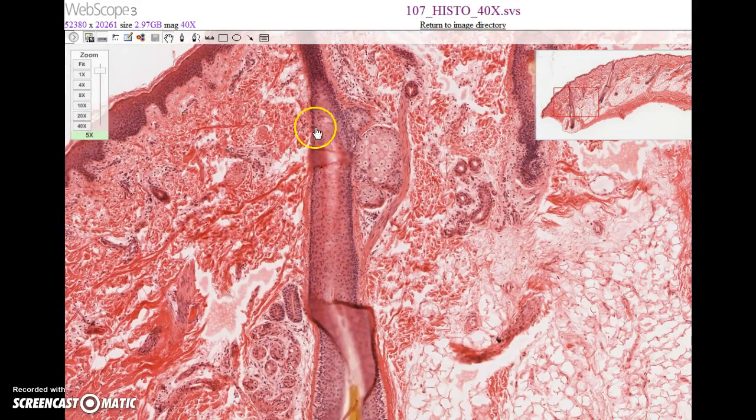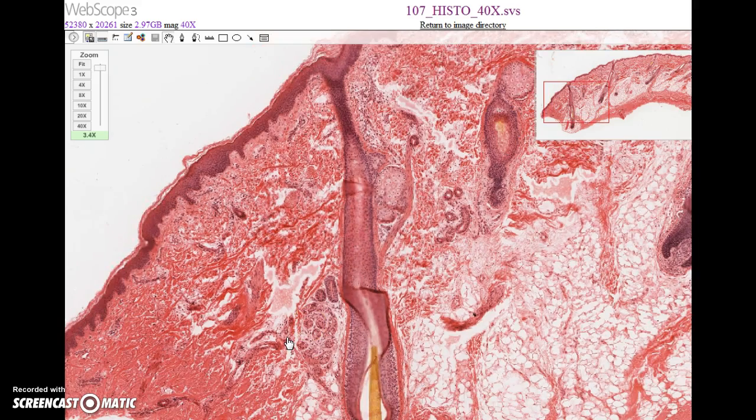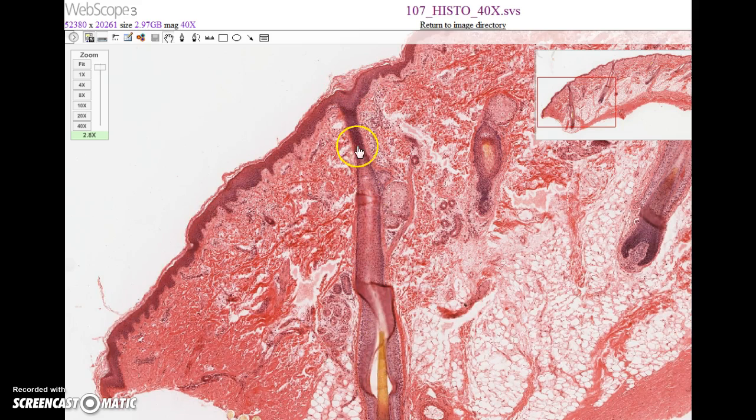Now here in the hair follicle area, I can see some sweat glands and sebaceous glands. So here's a hair follicle. There's actually a hair shaft growing out of this one. But associated with that is going to be a sebaceous gland. And then down here closer to the hypodermis, I can see a sweat gland.